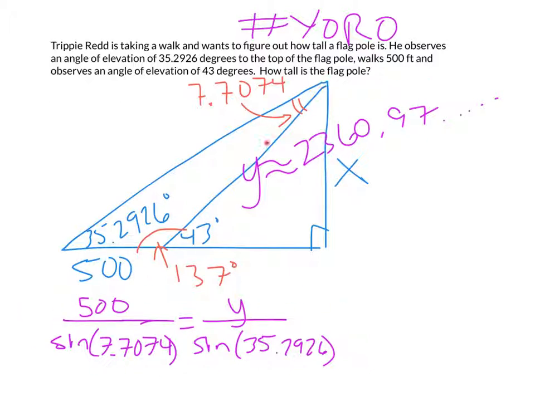So now I've got the hypotenuse of this right triangle. If this is 43, I want my opposite side. What has opposite and hypotenuse with right triangle trigonometry? Sine. I can set up a sine function. So I'll do sine of 43 is equal to x over 2,360.97 and so on.